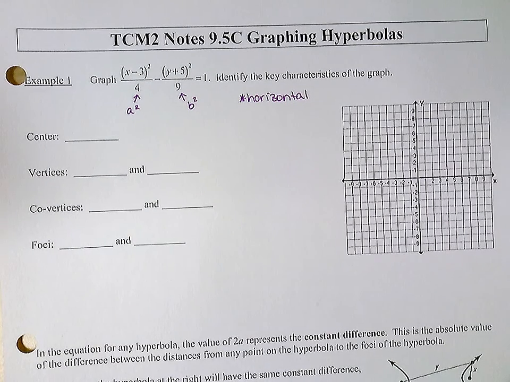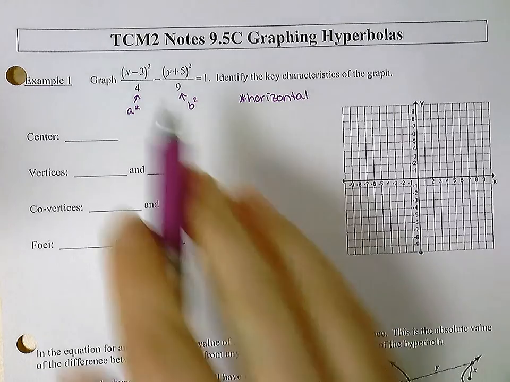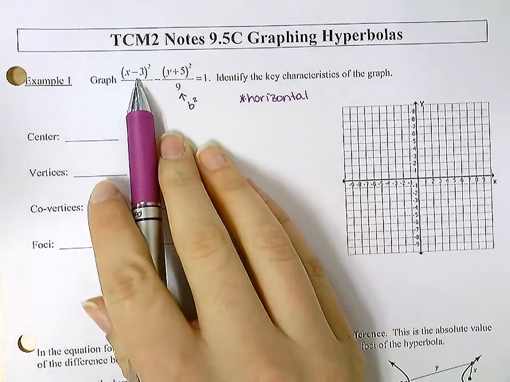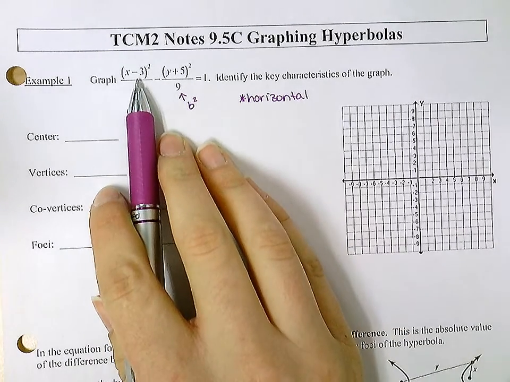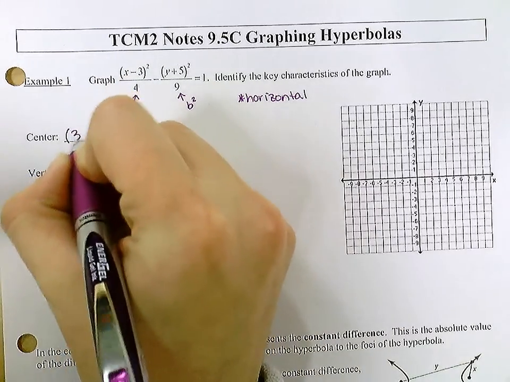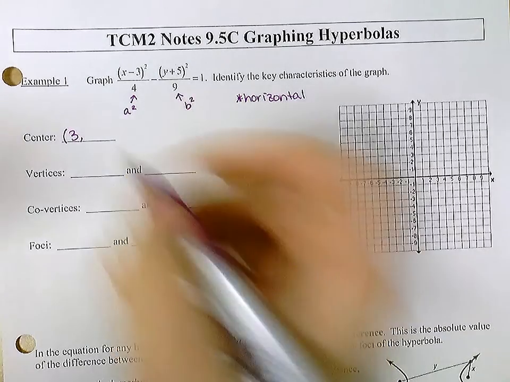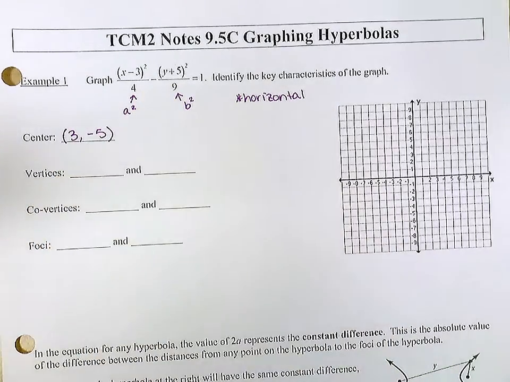Next we want our center. So h is always with x and k is with y. So here we have this minus 3. Remember, whatever's in your parentheses, we take the opposite sign of. So our h value will be 3, and our k value will be negative 5 as our center.